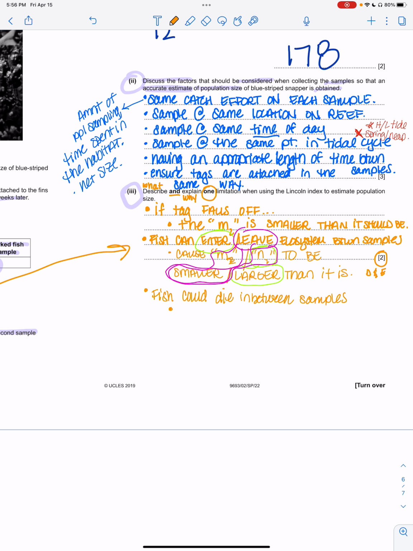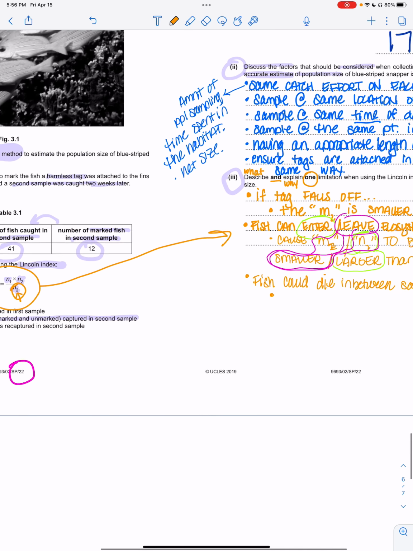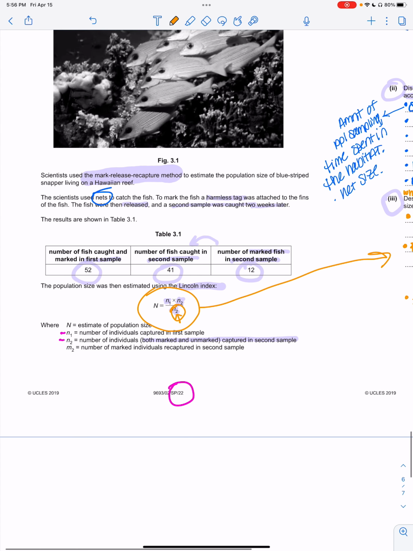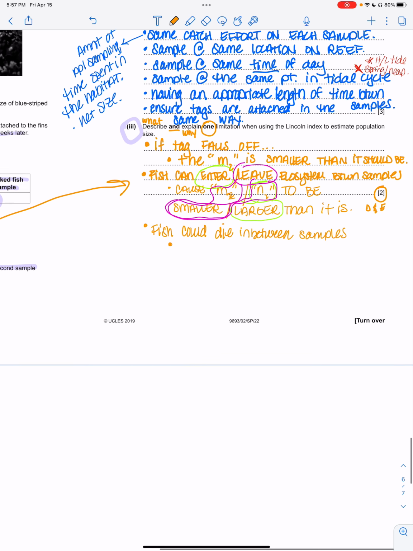And this could cause the marked sample in the second one. So when you go back and you assess it and you look at all the ones that are marked, that could cause your M2 or even the N2, the total amount in that second one, so the number of fish caught in your second sample, to be lower than it really is if there were a lot dying in between. And additionally, if they were dying, I imagine some with the original mark would be dying too, so those numbers could be smaller.